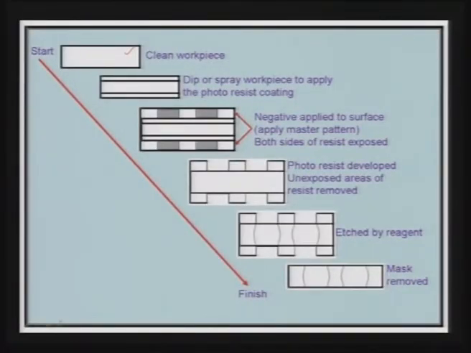Now, dip the workpiece or spray the workpiece to apply the photoresist coating, and this is the third one, photochemical machining, where photoresist is being applied, and after that a negative is applied to the surface. Here is the negative which has been placed on the surface, and it is placed on both sides. You can see top side as well as bottom side.